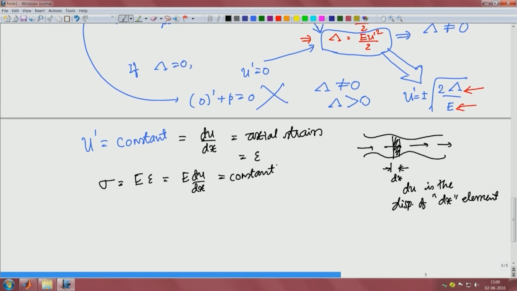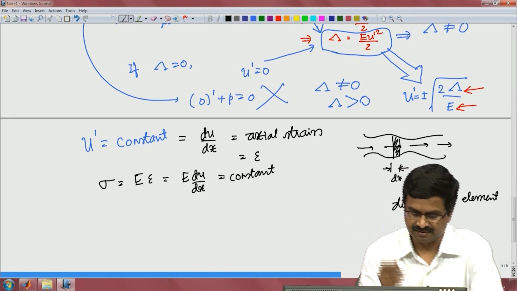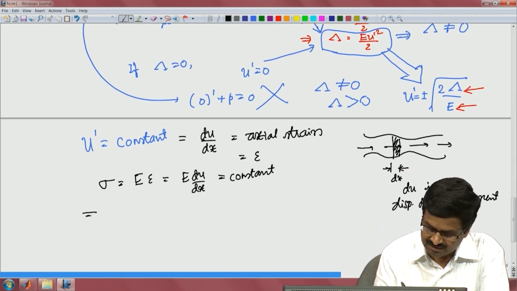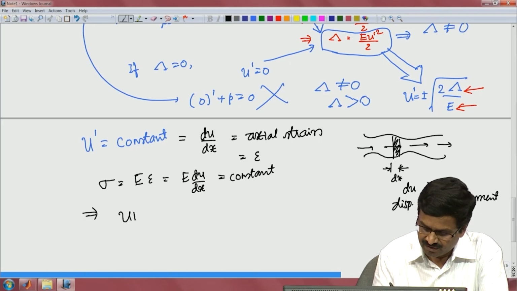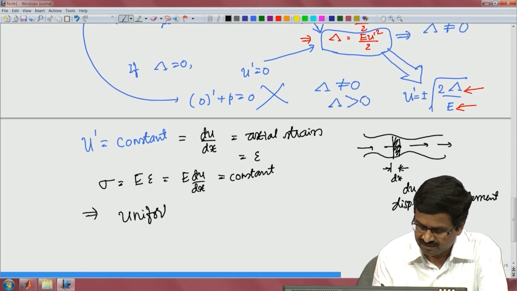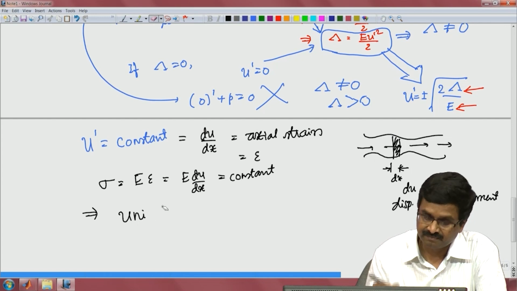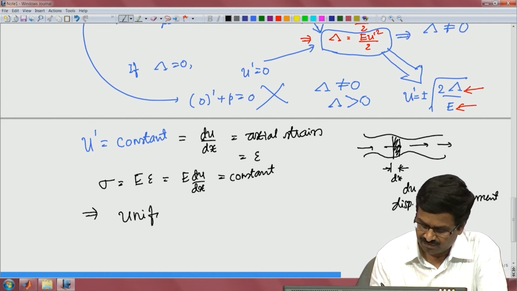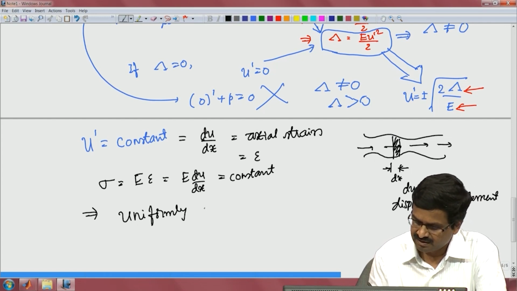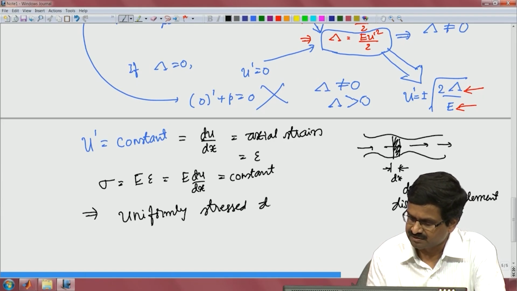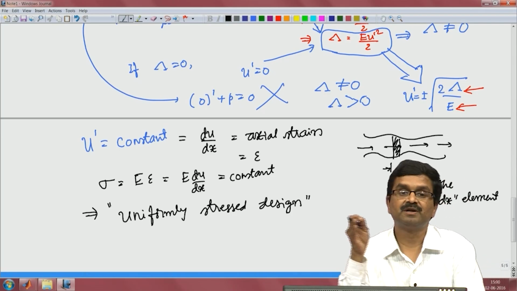So, what we have here is a uniformly stressed design. Sigma equal to constant means that we have a uniformly stressed design. So, our optimal design here has the property that it is stressed equally everywhere.